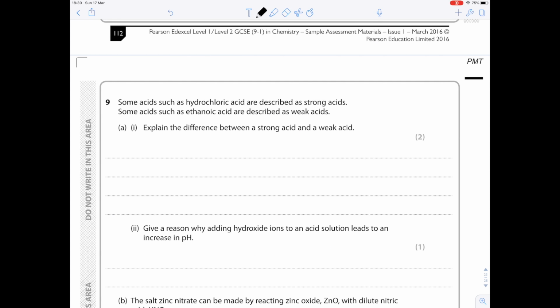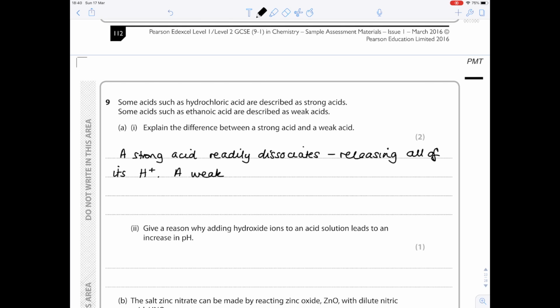Some acids, such as hydrochloric acid, are described as strong acids. Some acids, such as ethanoic acid, are described as weak acids. Explain the difference between a strong acid and a weak acid, and that's all to do with how readily the acids give up their hydrogen ions. If they fully dissociate and produce lots of hydrogen ions, then you have a strong acid. If you have a weak acid, they do not readily ionize. So let's write this. A weak acid only partially dissociates.